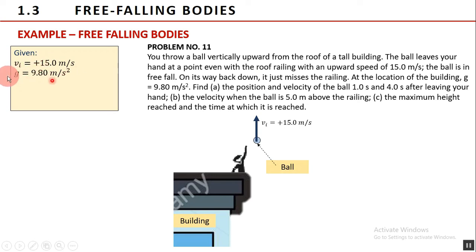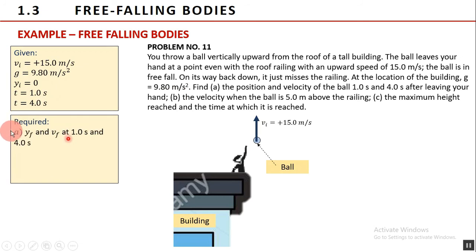g is 9.8 meters per second squared. We set initial position y sub i to 0, since we choose the thrower's hand as the origin. And we have two indicated times, 1 second and 4 seconds. Required quantities are the final position and final velocity at 1 second and 4 seconds. Final velocity when the position of the ball is 5 meters above the railing. Maximum height and the time it reaches this position.